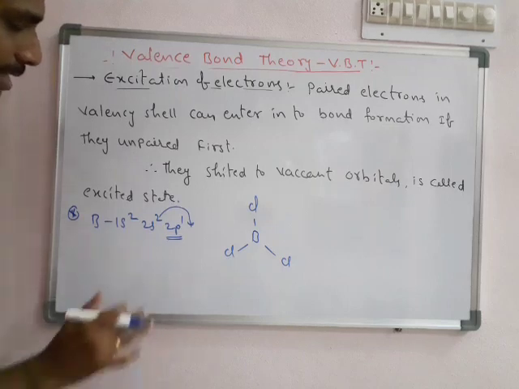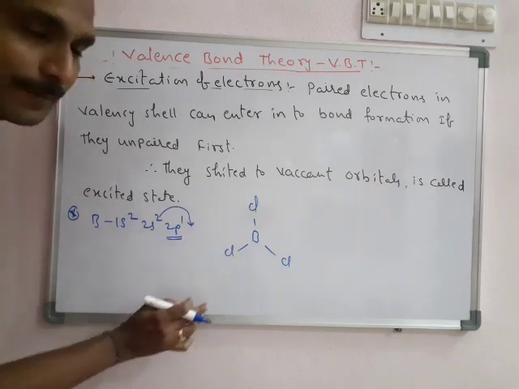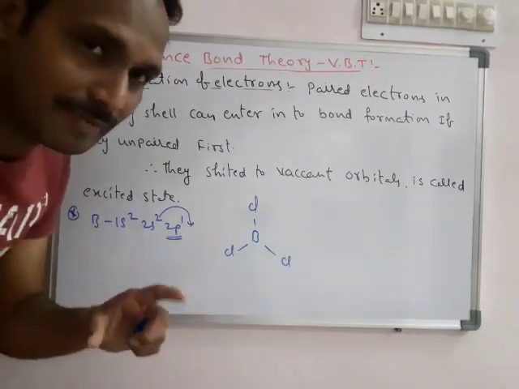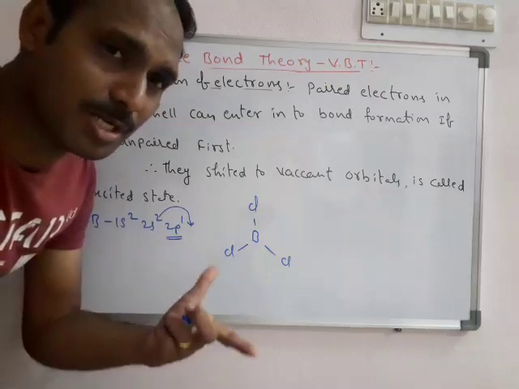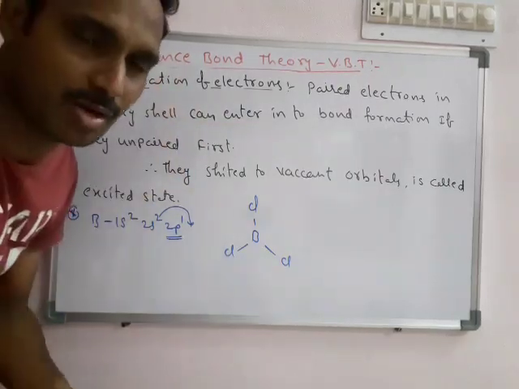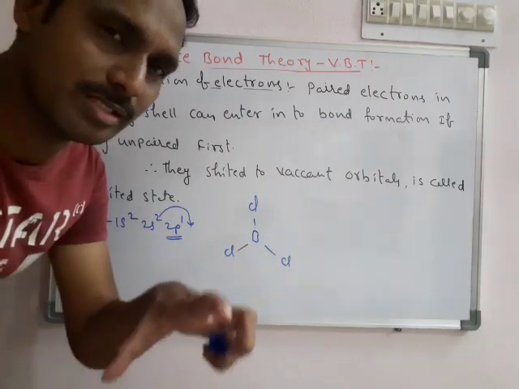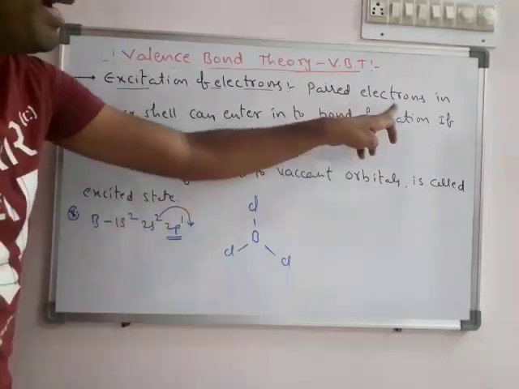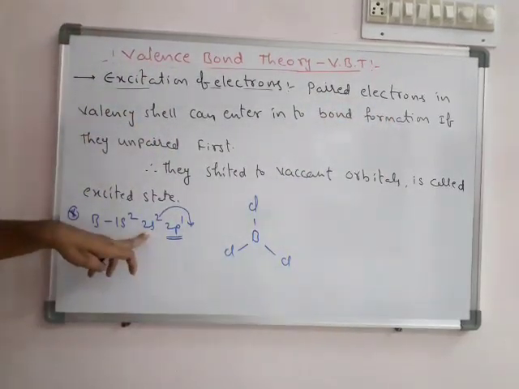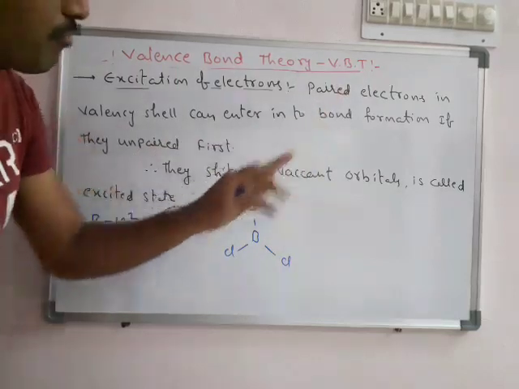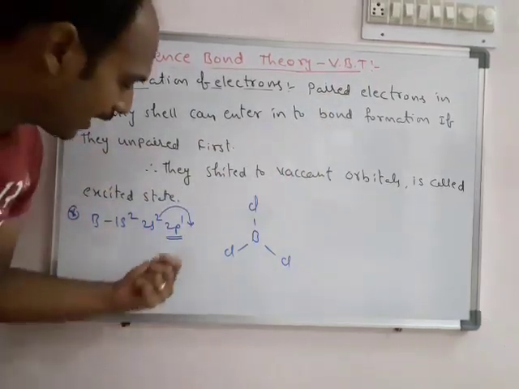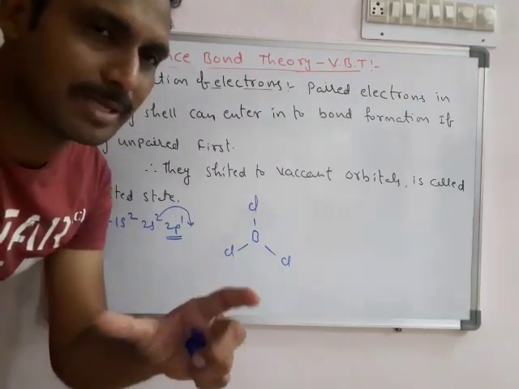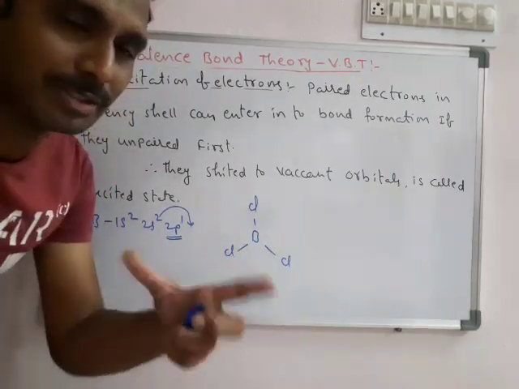Boron forms 3 bonds, so it's called trivalency. How is it possible? Due to the excitation of electrons. The excitation of electron concept is introduced in this theory. In the excitation process, the paired electrons in the valency shell can enter into bond formation only if they are unpaired first. Before going to bond formation they must become unpaired, and after becoming unpaired, they form bonds.